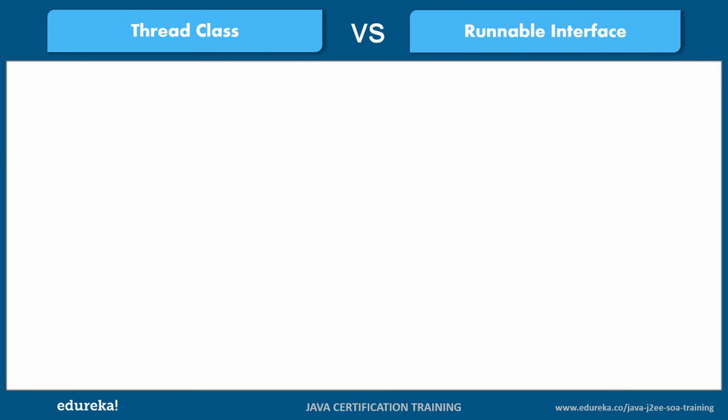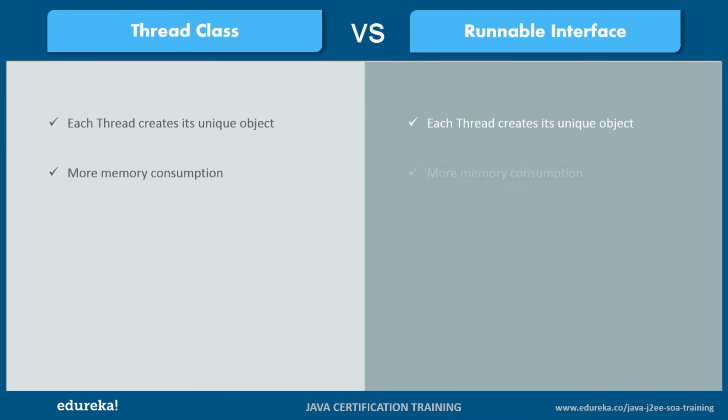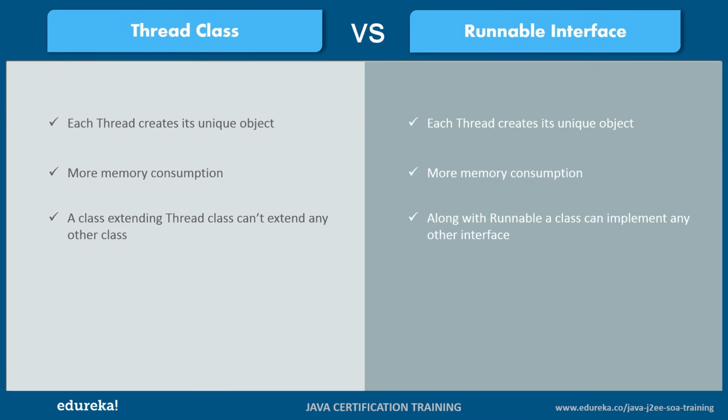The next part is to differentiate between the Thread class and the Runnable interface, right? Guys, there are some common things and some dissimilarities. In both Thread and Runnable, a unique object is created in each case. Memory consumption of course increases because we have a separate thread running in the same process. A class extending Thread cannot extend any other class because of the restriction on multiple inheritance. But Runnable helps us perform this same use case. So if you are already extending a class, you can implement Runnable.